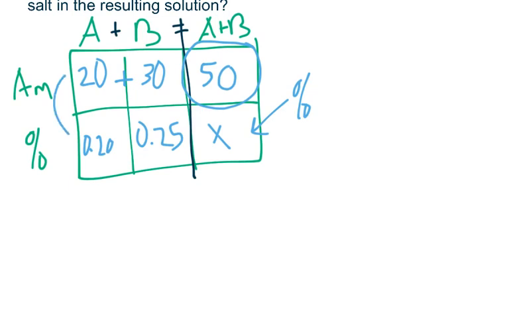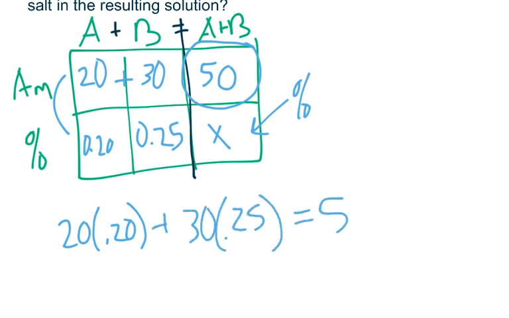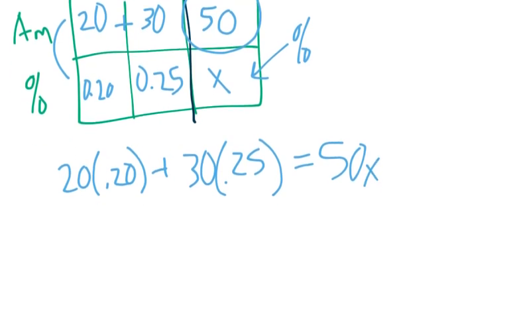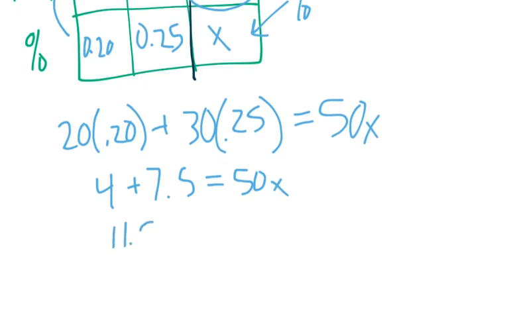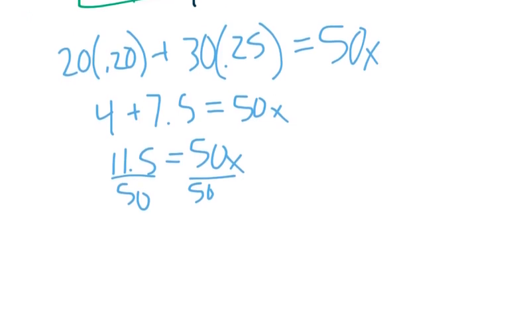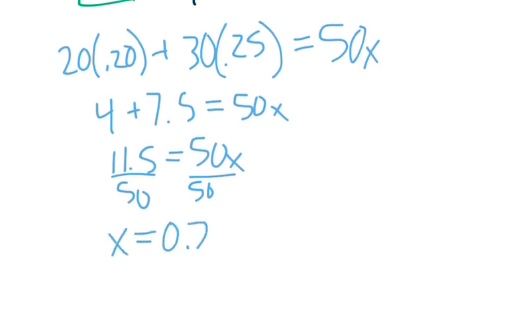So now we multiply the two rows together. So I'll get 20 times 0.20 plus 30 times 0.25 is equal to 50X. Actually, there's not going to be much solving I have to do here. It'll be pretty easy. So 20 times 0.2 is 4, 30 times 0.25 is 7.5, and that is equal to 50X. And so now, let's go with 11.5 is equal to 50X. Divide both sides by 50. And we end up getting X to equal 0.23.